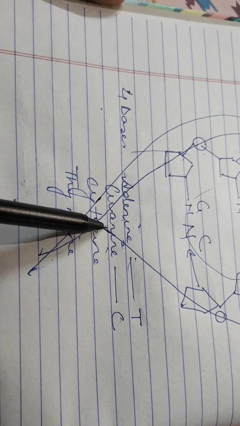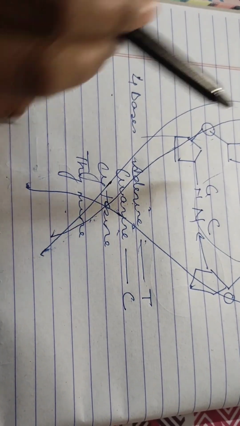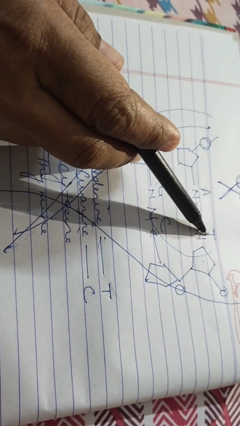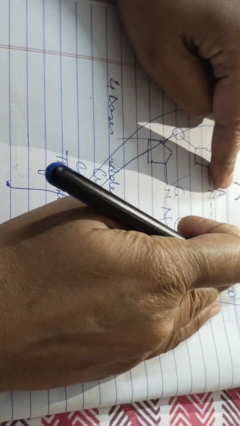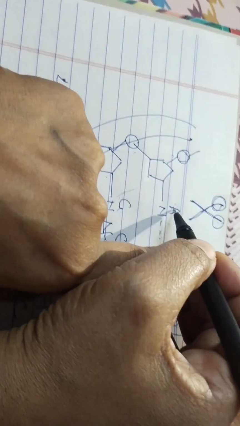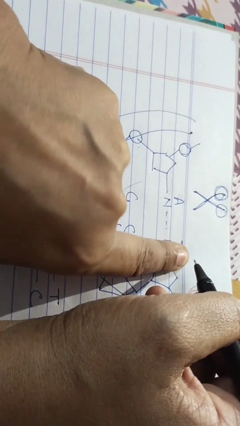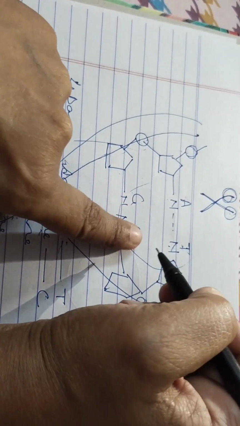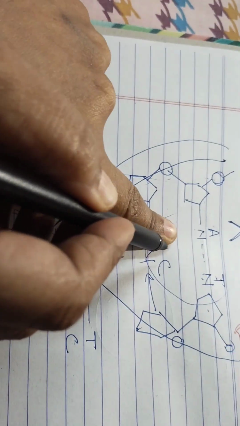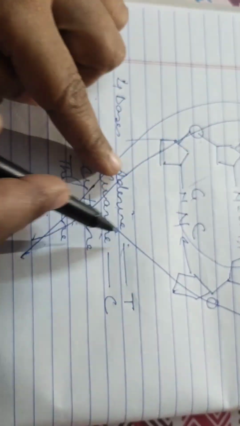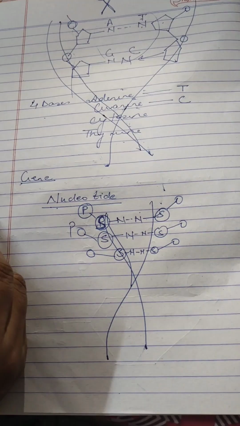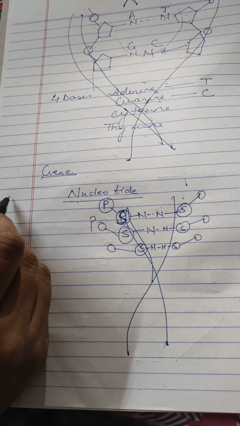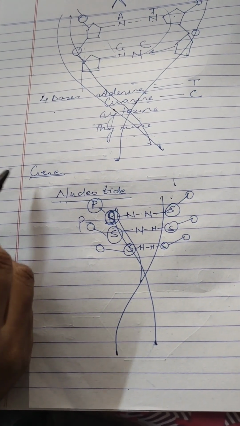Now there are 4 bases which are present: adenine, guanine, cytosine, and thymine. Adenine always pairs with thymine and guanine always pairs with cytosine. If adenine is present, then it is obvious the other side of the nitrogenous base will be thymine. If cytosine is present, the other side will be guanine. So this way the sequence is made.